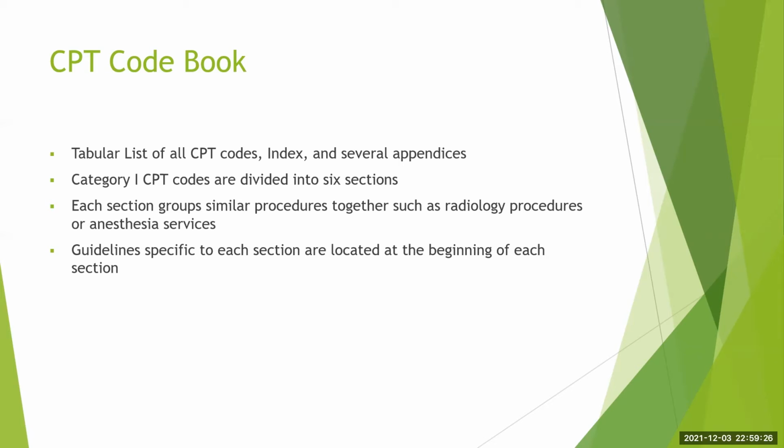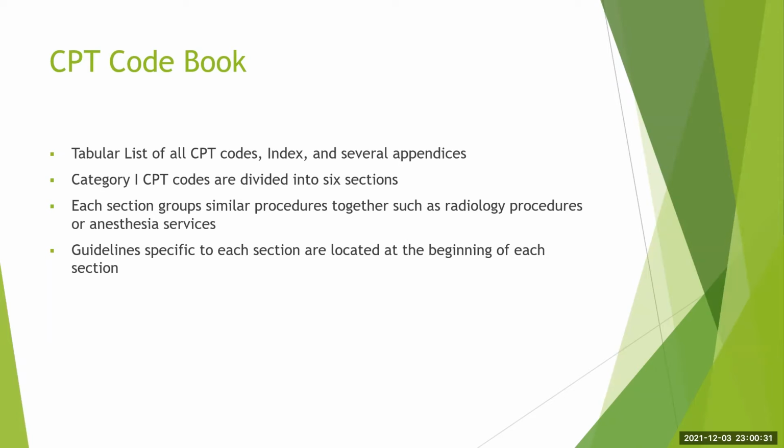CPT codes are divided into 3 categories. Category 1 codes are the largest set of codes in the CPT codebook and are commonly referred to as just CPT codes. Category 1 codes are divided into 6 sections and make up the majority of the CPT code set. These sections group similar procedures together, such as radiology procedures or anesthesia services.